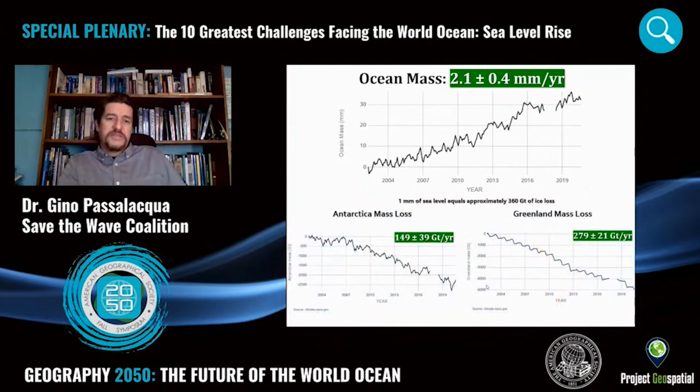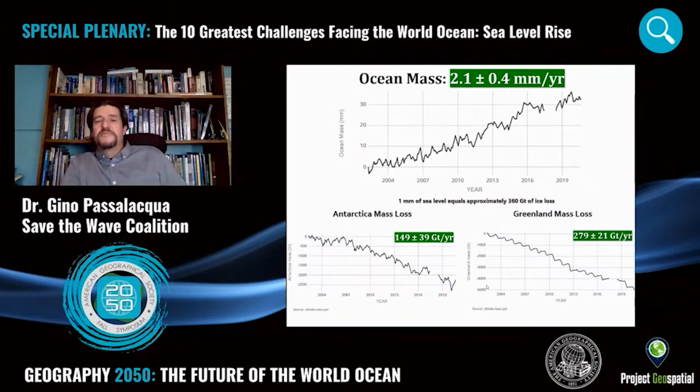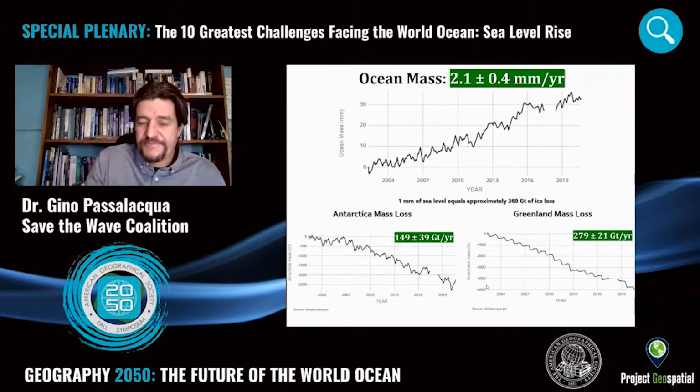Here we have a time series of Antarctica's mass loss and Greenland's mass loss. You can see we have 149 gigatons per year for Antarctica and 279 gigatons per year for Greenland. And 1 millimeter of sea level equals approximately 360 gigatons of ice loss.